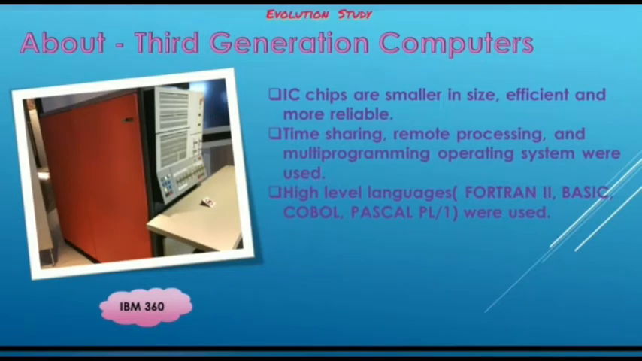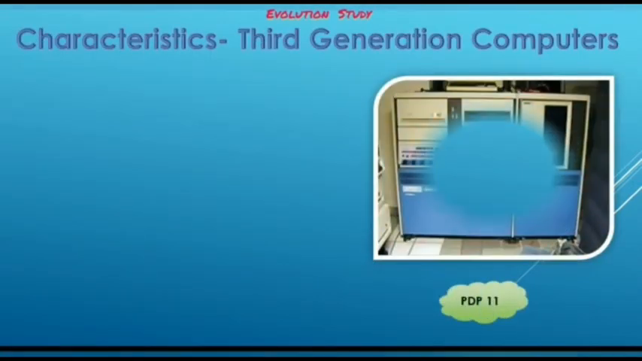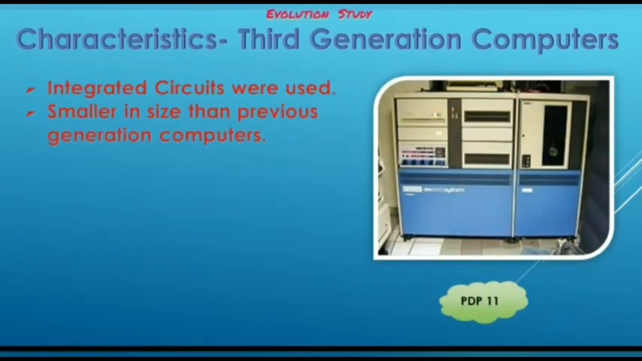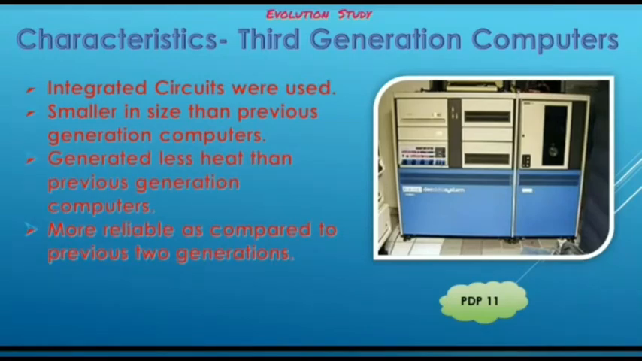Time sharing, remote processing, and multi-programming operating systems were used. High-level languages Fortran 2, BASIC, COBOL, Pascal, PL/1 were used. Now, what were the characteristics of the third generation? The characteristics of the third generation were that integrated circuits were used, making them smaller in size than the previous generation's computers. As you can see, a picture is given here on the right-hand side, it is the PDP-11.